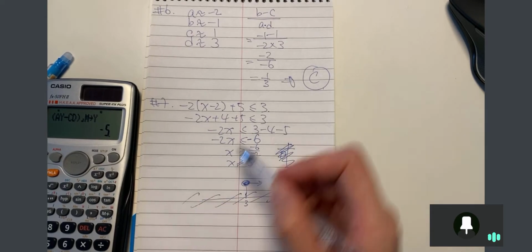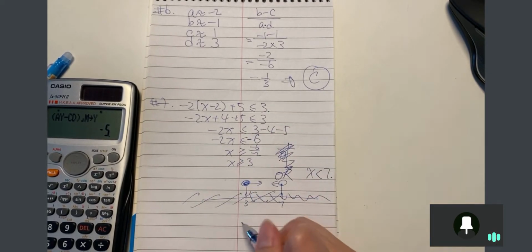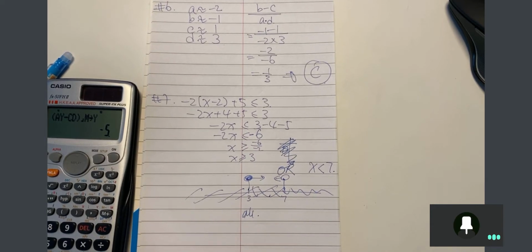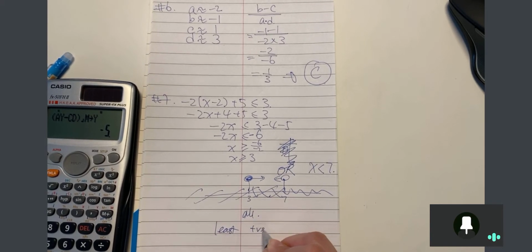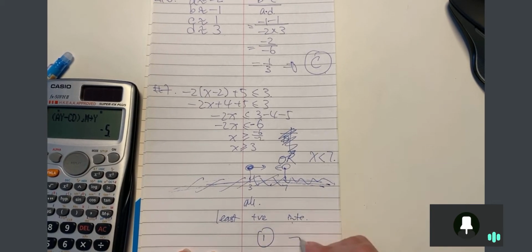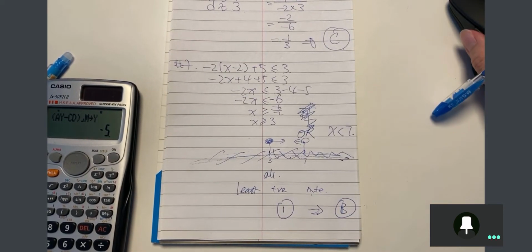That means I need the whole number line, which is all real numbers, but the question is asking for the least positive integer. Least positive integer. Okay, among the whole number line, all positive numbers, the least one is 1. Okay, which is B.